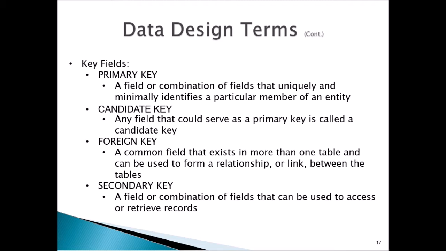A foreign key is a field that exists in more than one table and can be used to form a relationship or link between the tables. I've been talking about this address example. So let's say your table has a field called address ID, which is stored inside your person file. That would be a foreign key in the person file or person table, but on the other side you've got your address table, where it should probably be a primary key. With this foreign key, or secondary key, which can also be used, you can form this relationship between the two different tables. And a secondary key is a field or combination of fields that can be used to access or retrieve records.